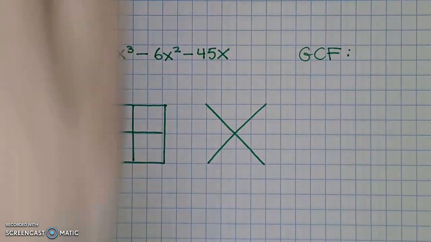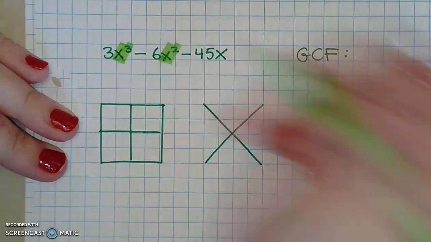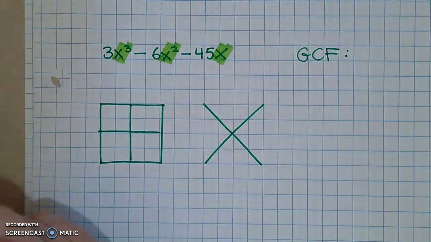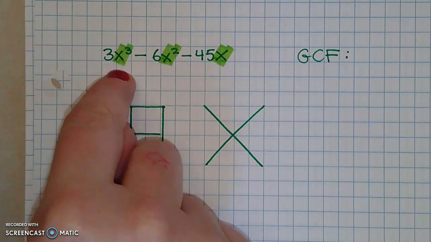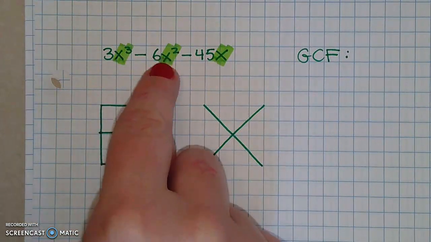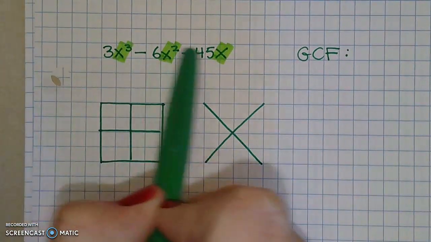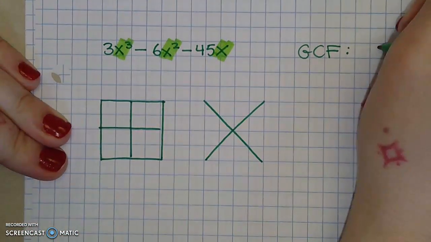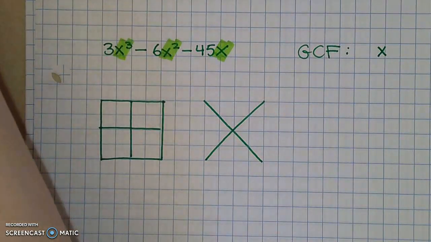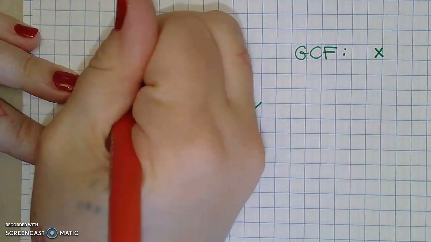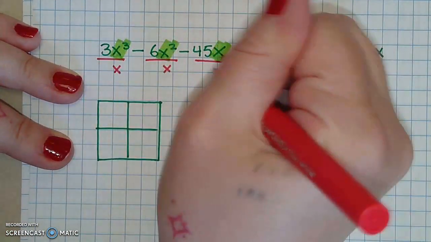I'm looking at this problem and I'm noticing I've got an x here, an x here, and an x here, right? This happens to have x times x times x because it's x cubed. This is x times x, and this is just an x. So each of these terms has at least an x to it, right? So I know when I go to divide each of these things, I can divide an x out.